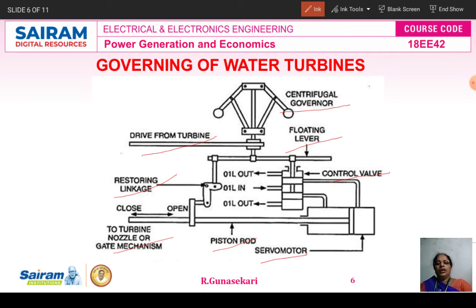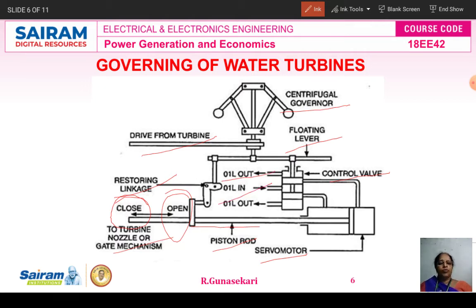You see here two arrow marks. The left side is the nozzle closing operation, and the right side means opening. This is the piston rod. The restoring linkage moves based on the piston rod movement. That means the floating lever moves. The floating lever is attached to the control valve. The control valve consists of two oil outlets and one oil inlet.